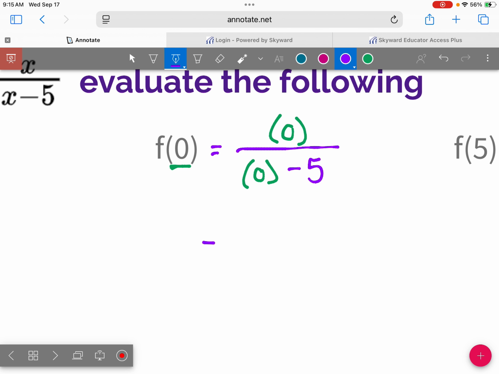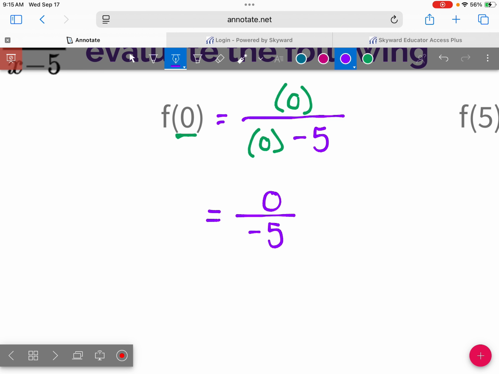Well, we got our numerator of 0 and our denominator 0 minus 5, negative 5. What is 0 divided by negative 5? 0. So f of 0 is 0.